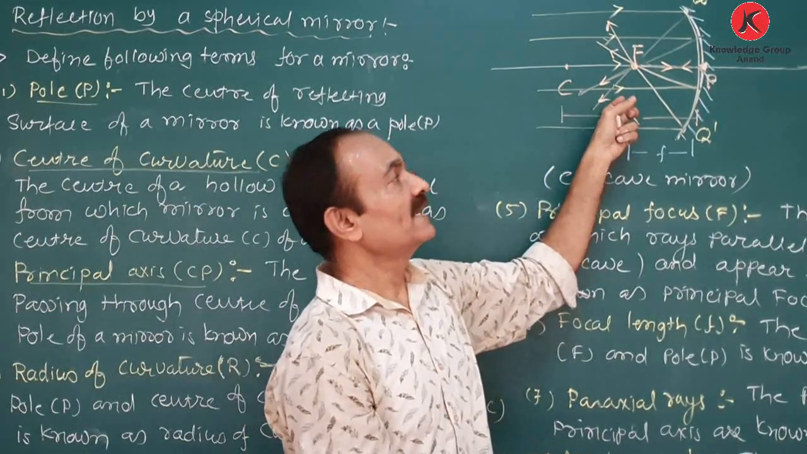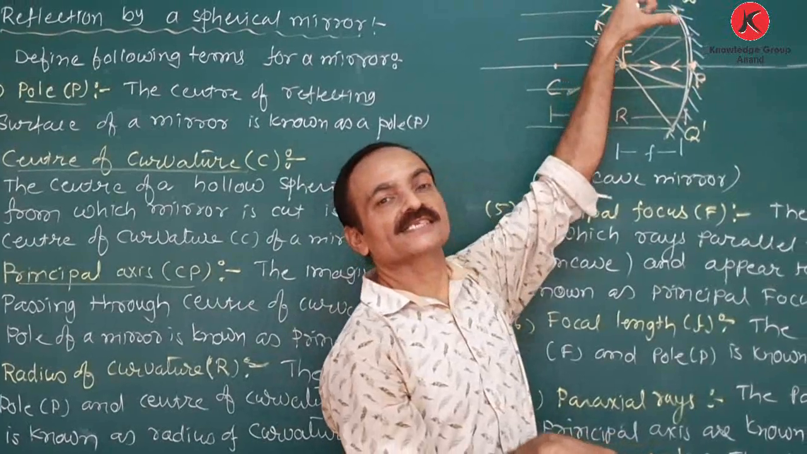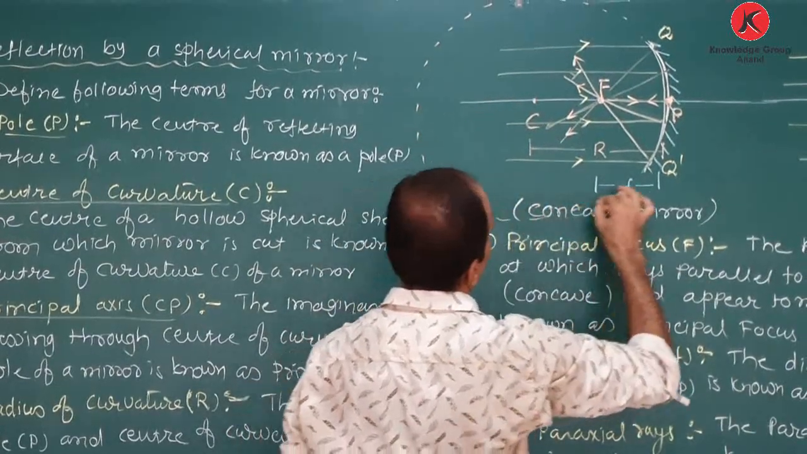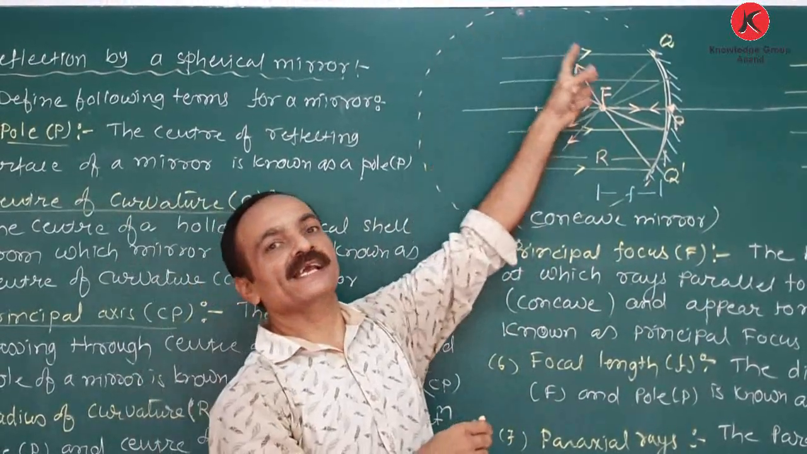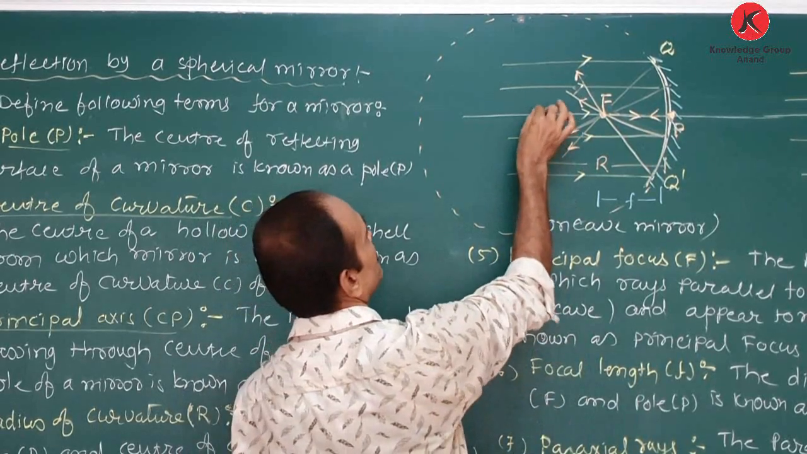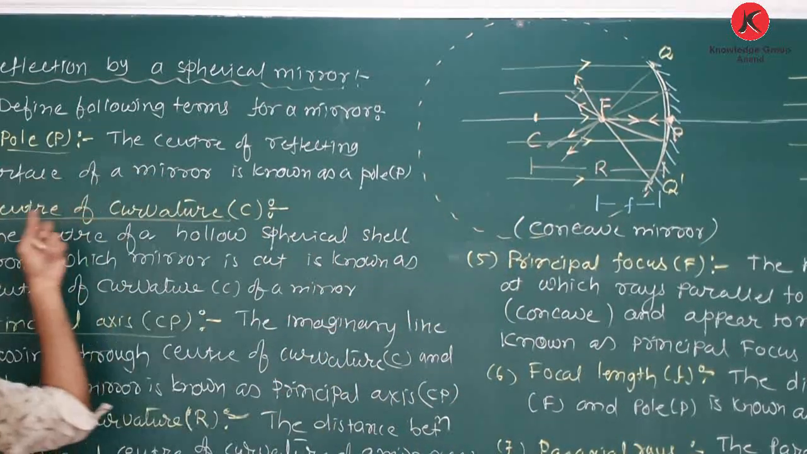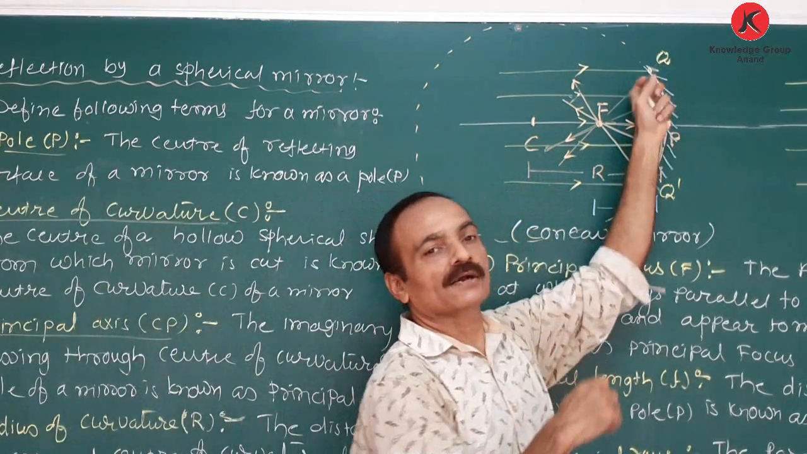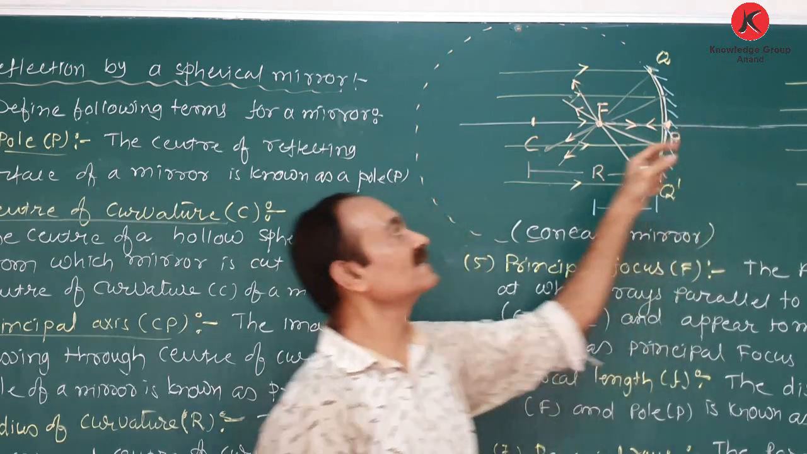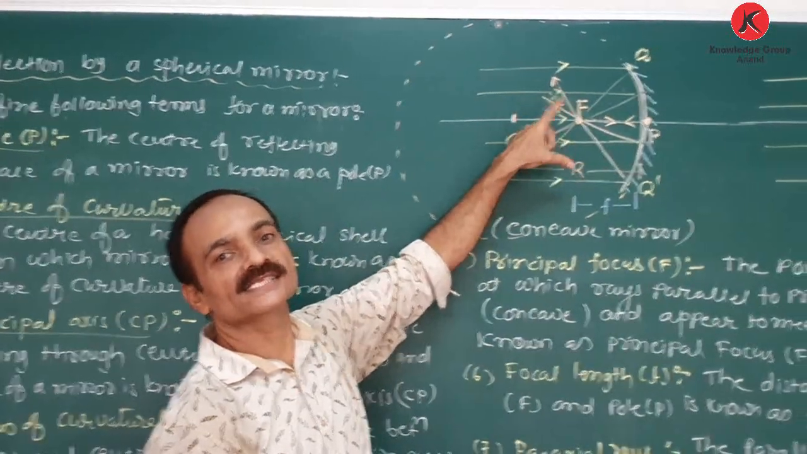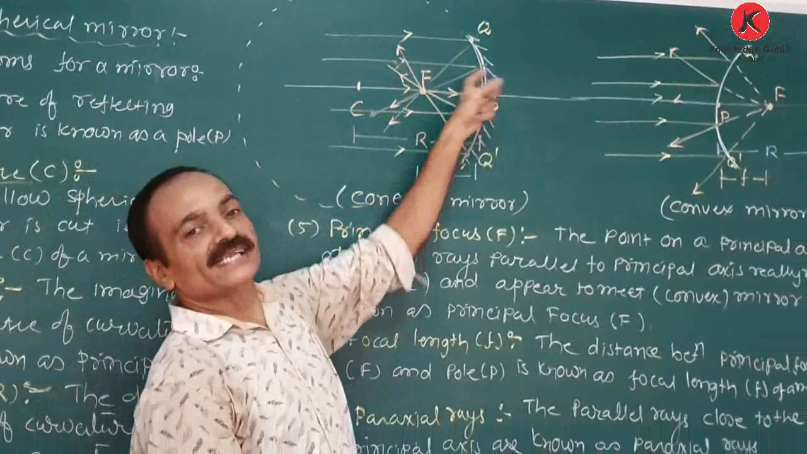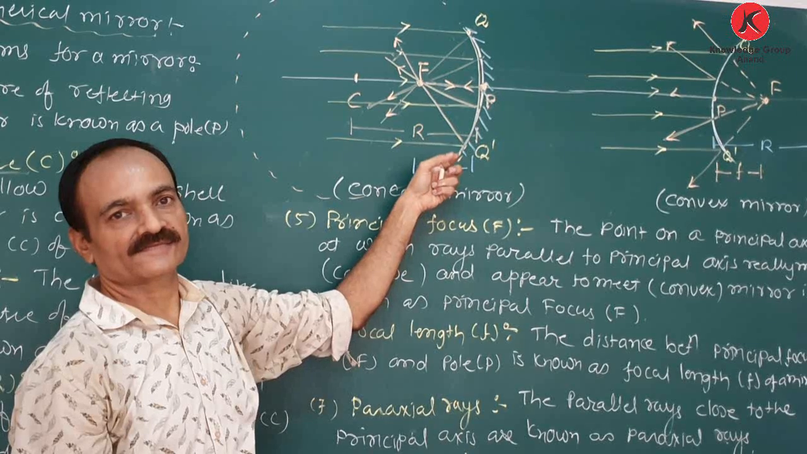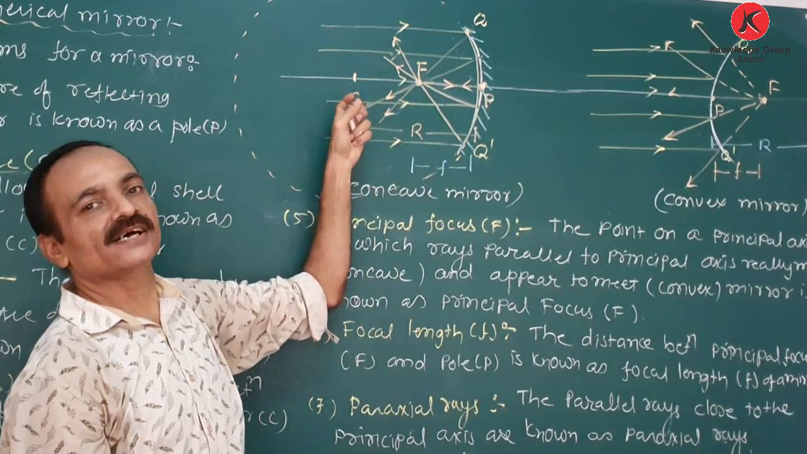Center of curvature. Actually, this mirror is a part of a hollow spherical shell like this. What is the center of this spherical shell? That is the point C. This point C is known as the center of curvature of the mirror. Our concave or convex mirror is a part of a hollow spherical shell. The center of the hollow spherical shell from which the mirror is cut is known as the center of curvature of a mirror.